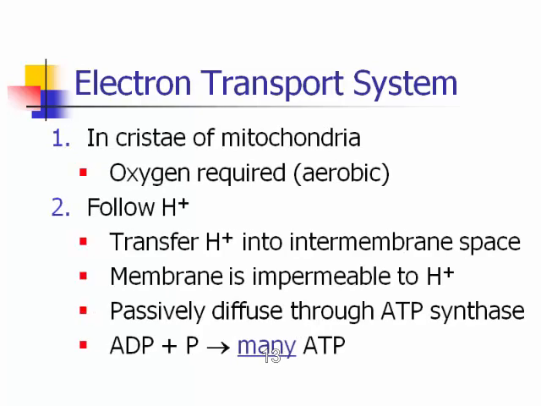If you follow the hydrogens, you go to the pump, drop off the hydrogens from the reduced coenzyme, and put them into the inner membrane space. That membrane, though, is impermeable to hydrogens. However, they can passively diffuse through the ATP synthase. And as they flow through the ATP synthase, ADP and phosphate get together to make many ATPs.